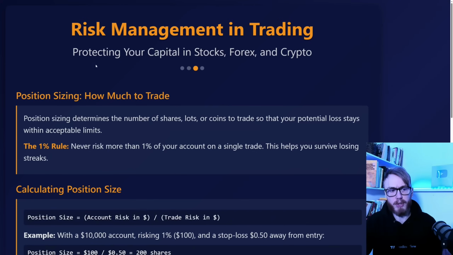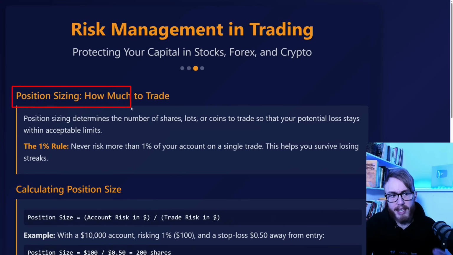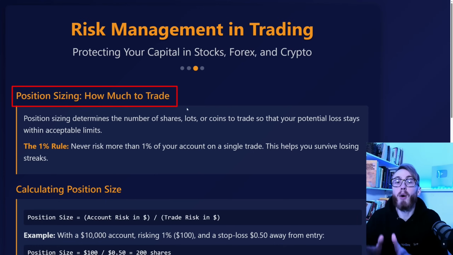But alright, so now let's switch the attention to position sizing. This is very important because this determines how much you should trade, how much capital you should use.